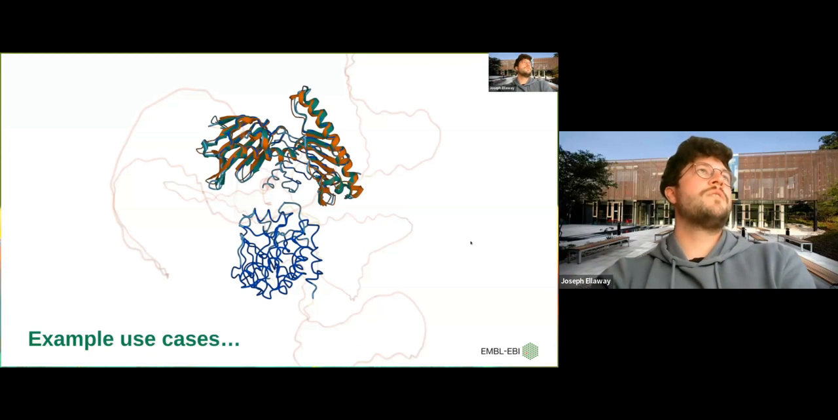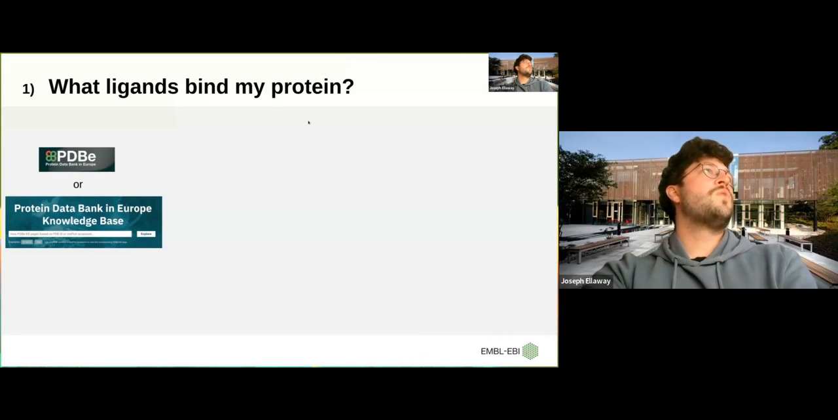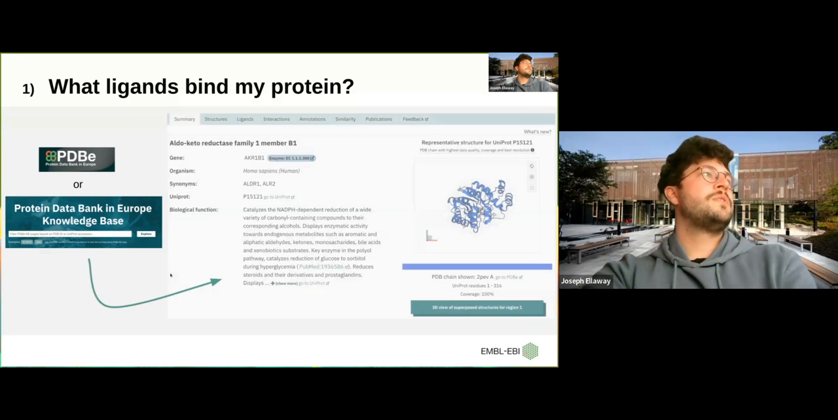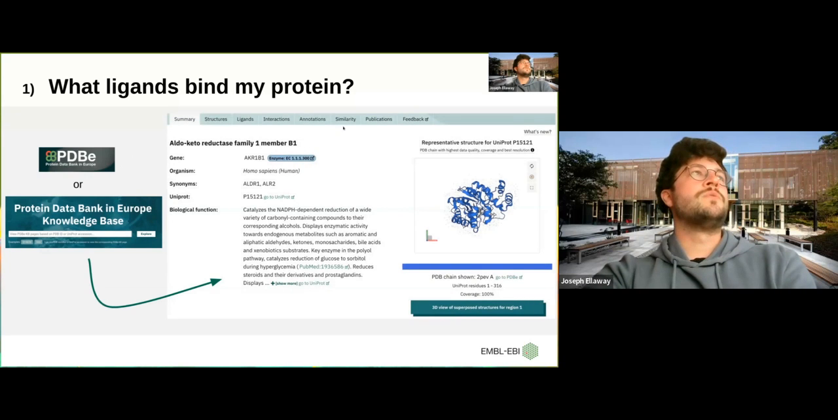So I'm now going to walk through a few use cases. This is by no means an exhaustive list, but it simply gives you an idea, an appreciation for some of the questions you might be able to answer using the KB. So the first one is, what ligands does my protein bind, or what ligands bind my protein? And again, as I said, you can access this either from the PDBe website directly, or go straight to the knowledge base, make your search, and you'll enter the entry page over here.